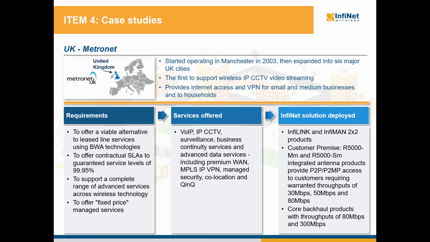R5000mm and R5000SM integrated antenna products provided point-to-point and point-to-multipoint access to customers, requiring guaranteed throughputs of 30 megabits per second, 50 megabits per second, or 80 megabits per second, while throughputs between 80 megabits per second and 300 megabits per second were required for the core backhaul.